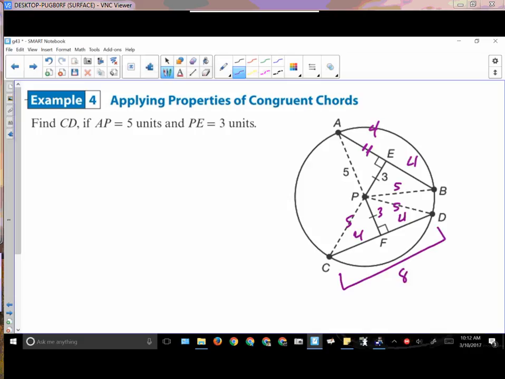So again, knowing all these little rules is what you need. So I'll let you guys get to work on the assignment.